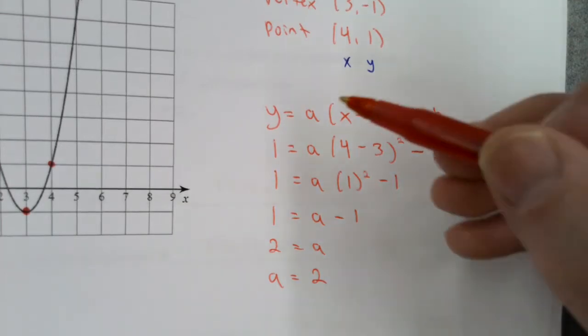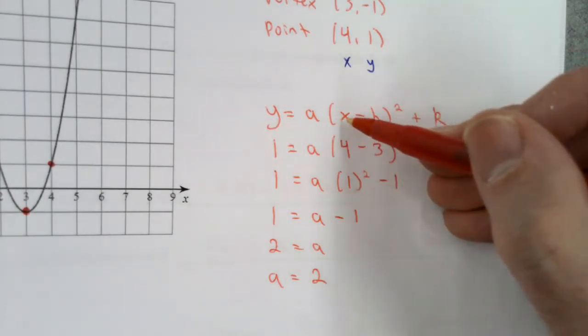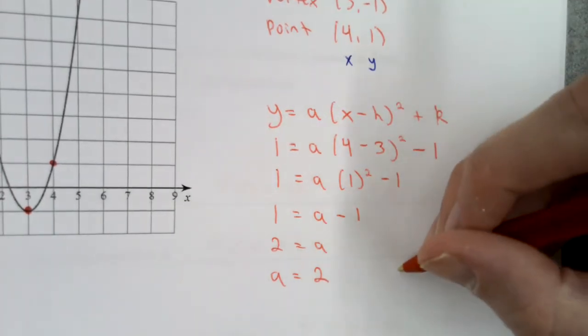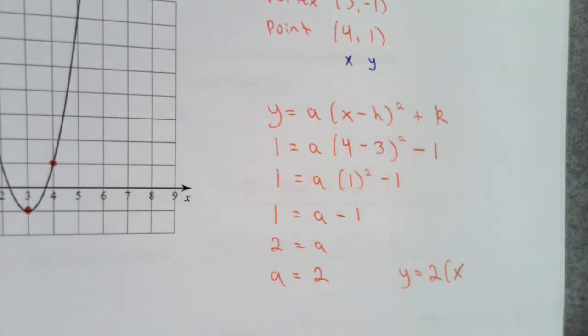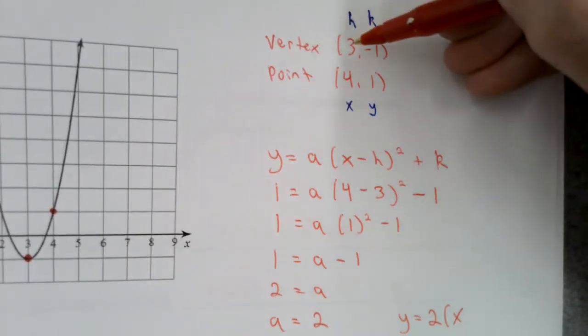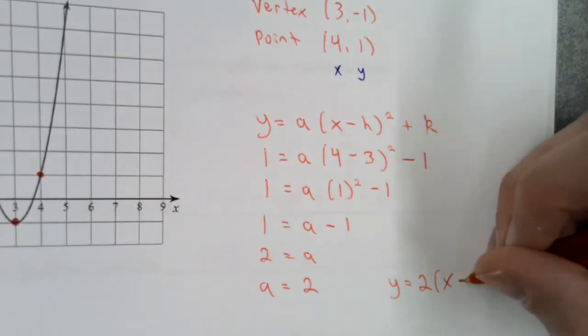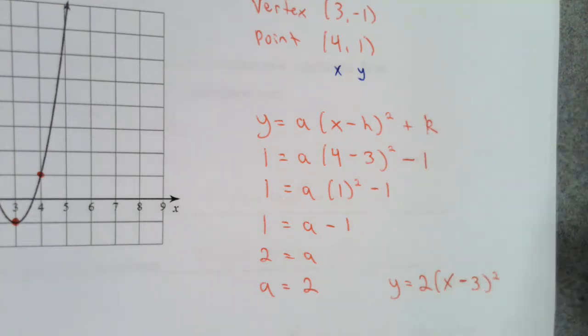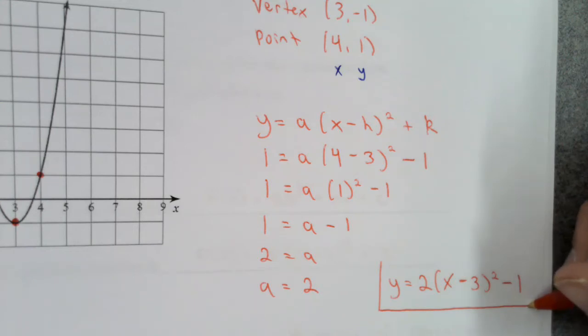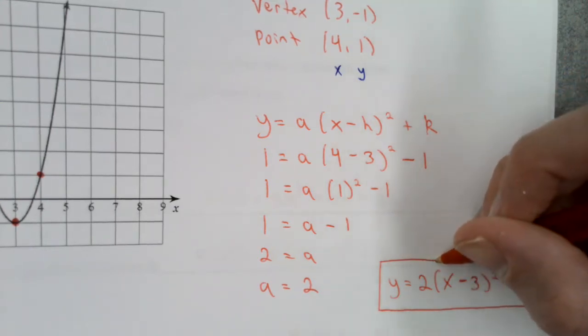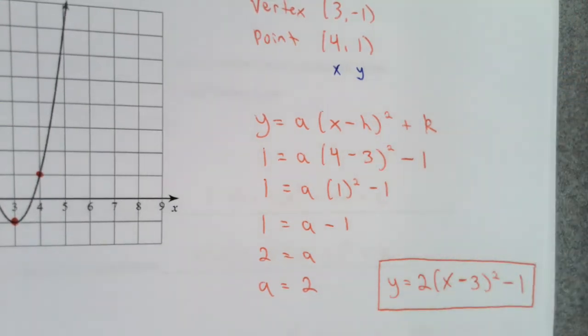So remember, vertex form, this is vertex form right there. Replace the A with 2. The X stays. We know H is 3, labeled above. So X minus 3 squared, and we know that K is -1. So this is vertex form. Try another one like that.